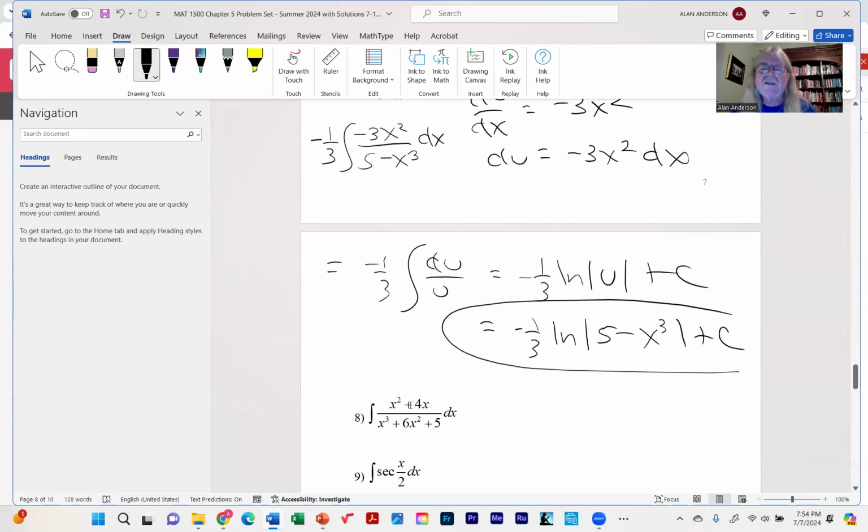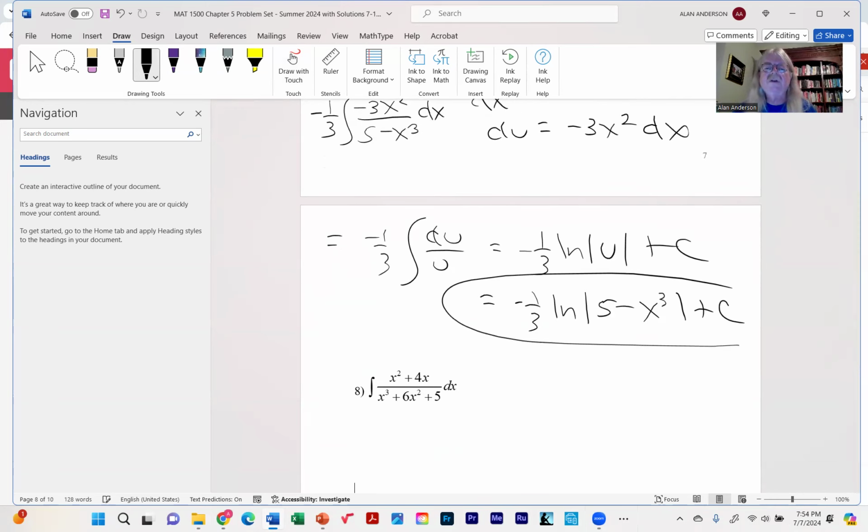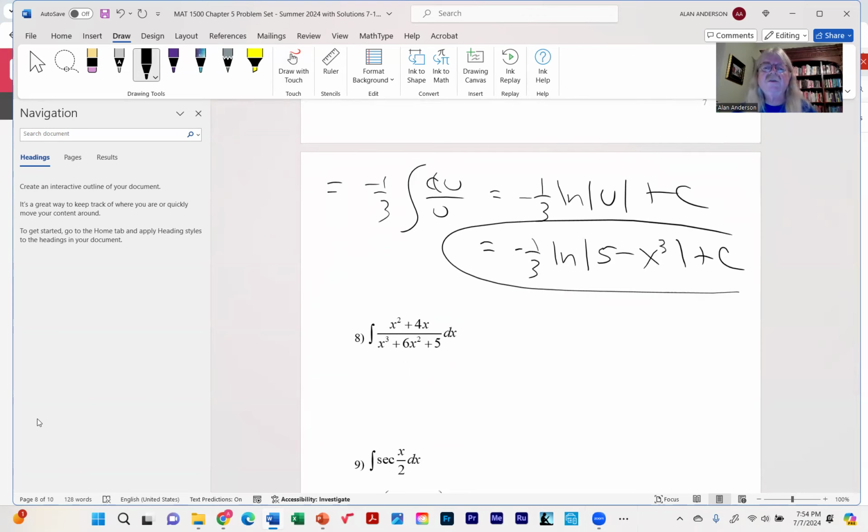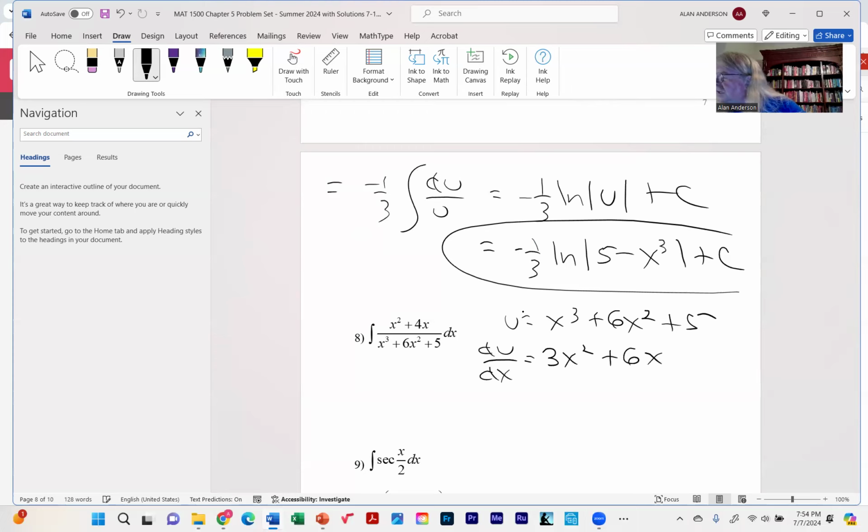And similarly, number 8 will be the same idea. If you notice here in the numerator, x squared is the highest power, with x cubed in the denominator. So why don't we try this? Let u equal x cubed plus 6x squared plus 5. And du dx will therefore be, based on the power rule, 3x squared plus 6x. And du equals 3x squared plus 6x dx. Now, do we have that? No. But if you notice, we're close.